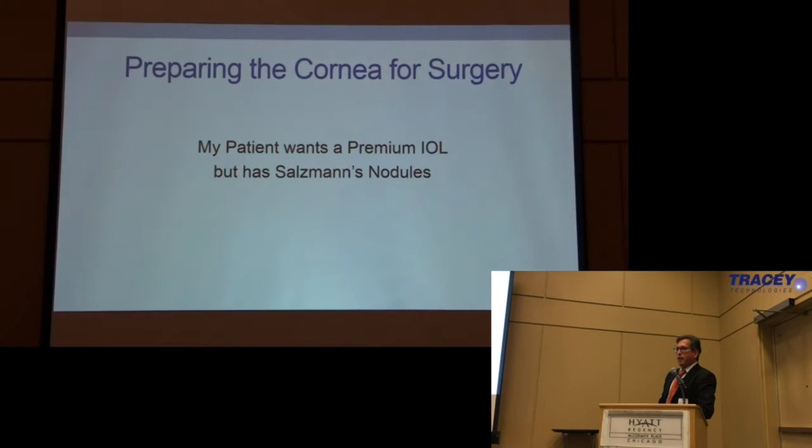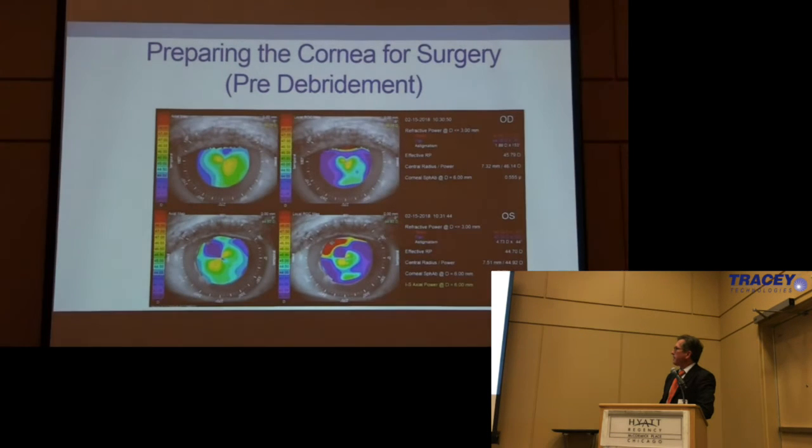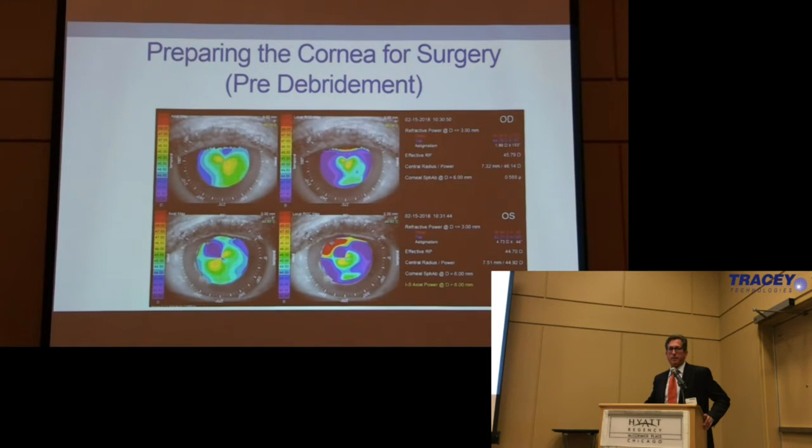Okay, so now you have your dry eye patient that comes in with corneal Salzmann's nodules, and they want some kind of premium IOL. So here's our patient pre-debridement. In all these patients, if I have a dry eye patient with Salzmann's nodules, I really want to take care of their cornea before I do cataract surgery. I also want to reevaluate them after I've removed the nodules. So you have to be patient with these patients. You have to tell them they're going to need to wait a month to 3 months before the cornea is stable before you can go ahead and do surgery.